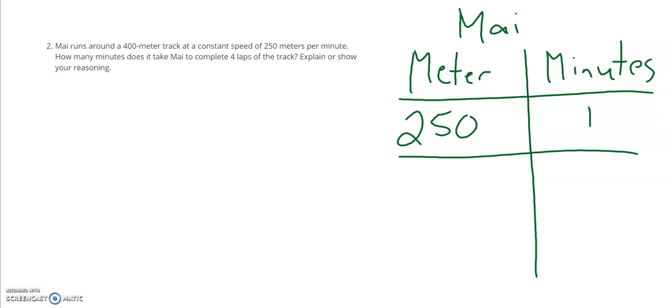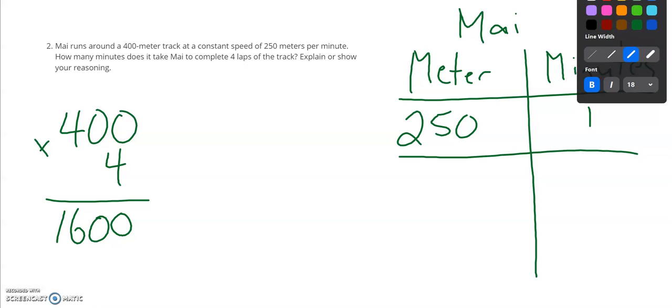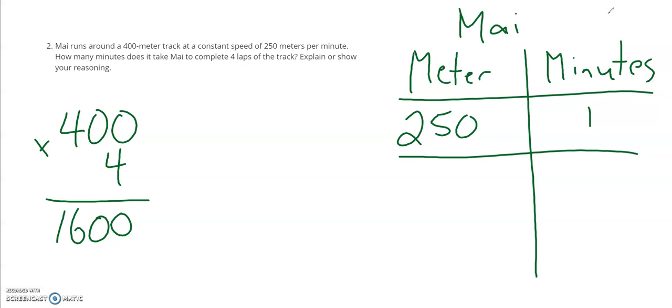The question is, how many minutes does it take Mai to complete 4 laps of the track? So we're on a 400-meter track, and we're wondering how long will it take her to run 4 laps of the track? 400 times 4: 4 times 4 is 16, so 1600. So we're trying to figure out how long does it take to go 1600 meters.